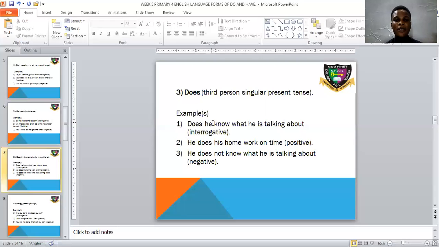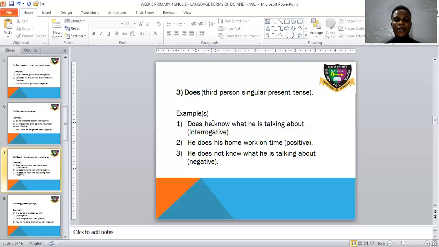You are the first person. So the third person is the one you are referring to, who you are telling that, who you are talking about, saying he does his own work on time. And one thing about this sentence also is that it is a positive sentence. Why? Because it does not have the word not.